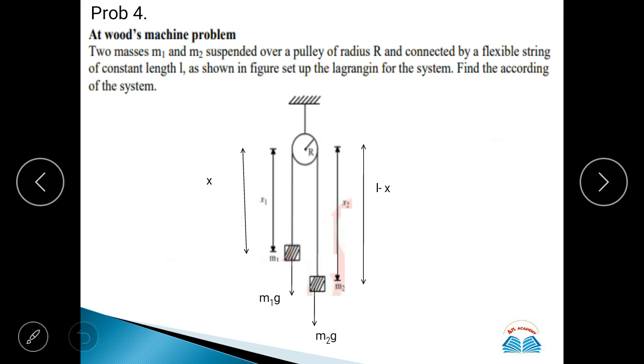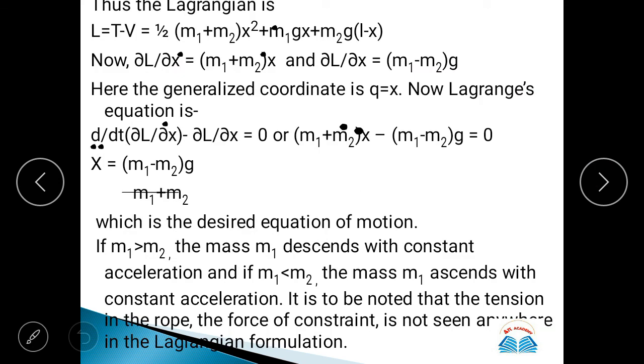By two types we can solve this problem, and we will get the Lagrangian as L equals T minus V. There are two objects and they are moving with the same coordinate, so we are getting the same x dot for both masses m1 and m2. So I am not writing half m1 x dot square plus half m2 x dot square; I just keep x dot square common and outside. And the potential energy for mass m1 is m1 g x and for m2 is m2 g (L minus x).